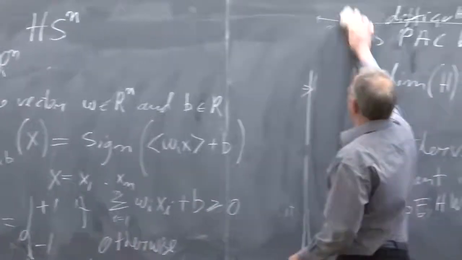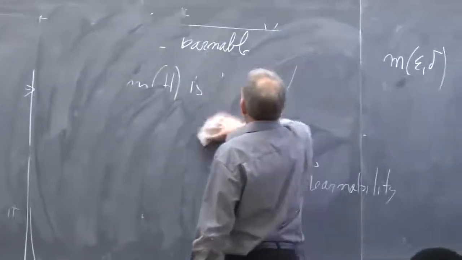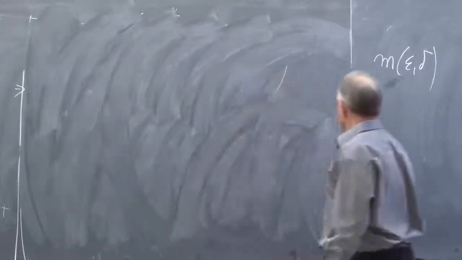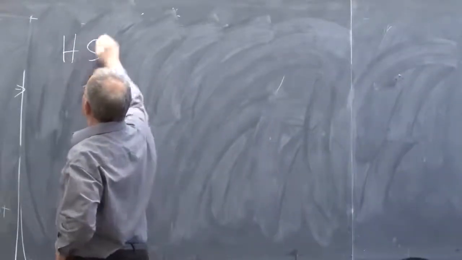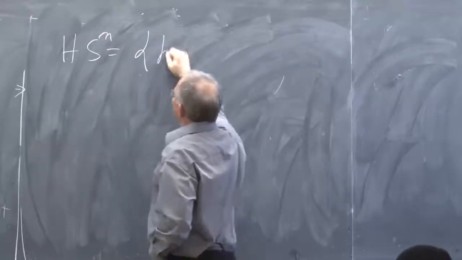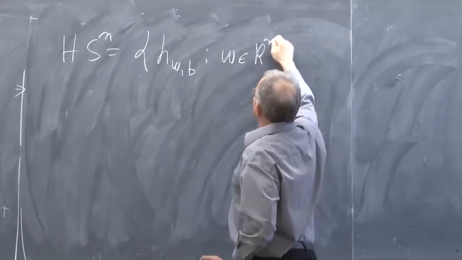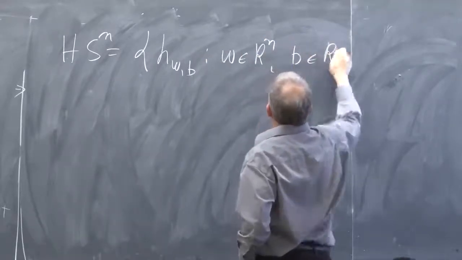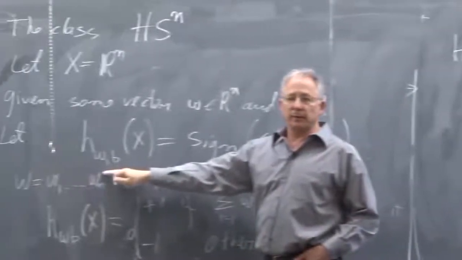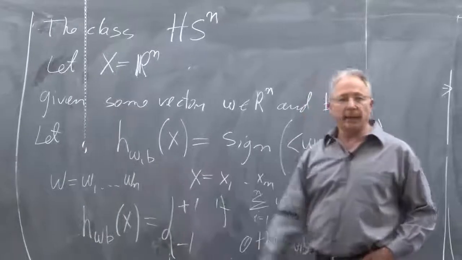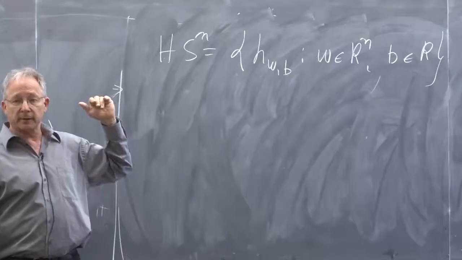Now, I haven't defined the class yet. So what is the class? H S N is the class of all functions of this form, such that W is in Rn and b is in R. Because here we just defined what is a single such function. And now we are looking at the family of all such functions, and that's a class of functions.